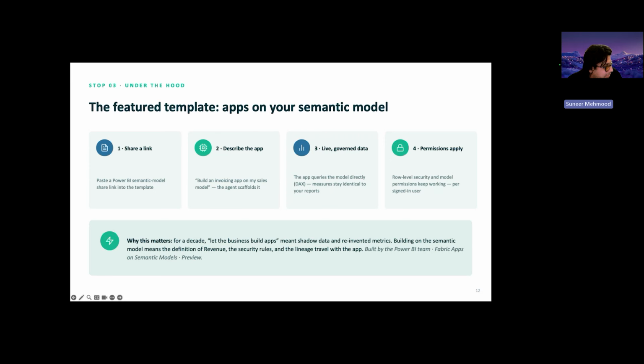So this was built by a Power BI team, right? The workflow is: paste a share link to a semantic model and tell the agent what app you want. And it builds an app that queries the model live using DAX queries, right? It's a way of querying a semantic model. So the two properties that make this enterprise safe are, first, the metrics cannot fork. The app reads the same measure definitions as every report. So revenue means the same thing everywhere, right? And permissions cannot be bypassed. Row-level security follows the signed-in user, right?